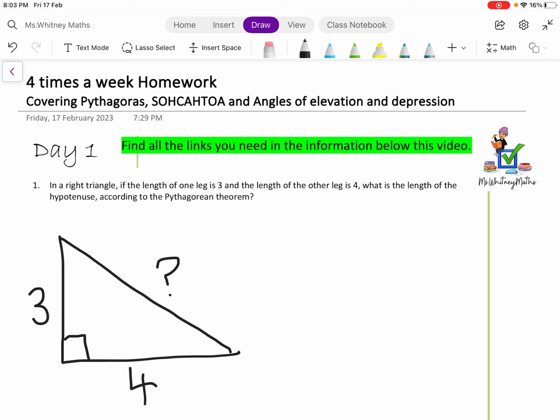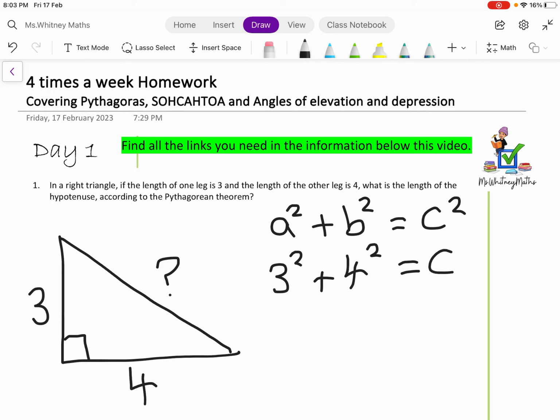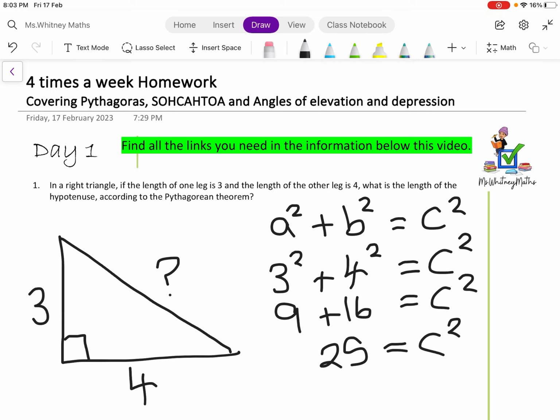Now we know using Pythagoras that a squared plus b squared equals c squared. So using this, we have 3 squared plus 4 squared equals c squared. This gives us 9 plus 16, which equals c squared, which then gives us 25 equals c squared. We now need to use the inverse. So we're going to take the square root here, and the square root of 25 is 5. So this tells us that 5 equals c. So this length here is 5.